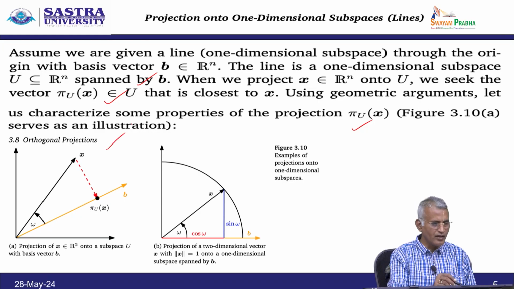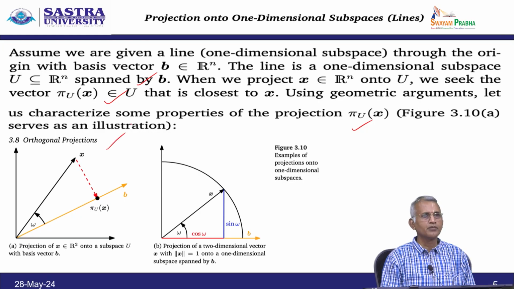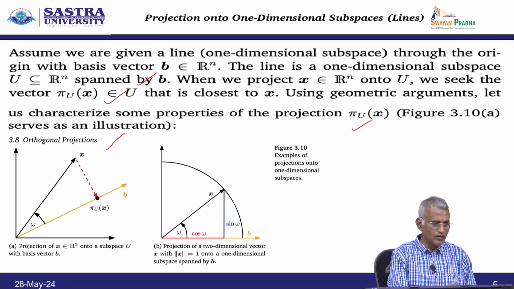Now we have an orthogonal projection, projecting x in R^2 onto the subspace U with basis vector b. The orange arrow represents the projection of x in R^2 onto the subspace U with basis vector b.